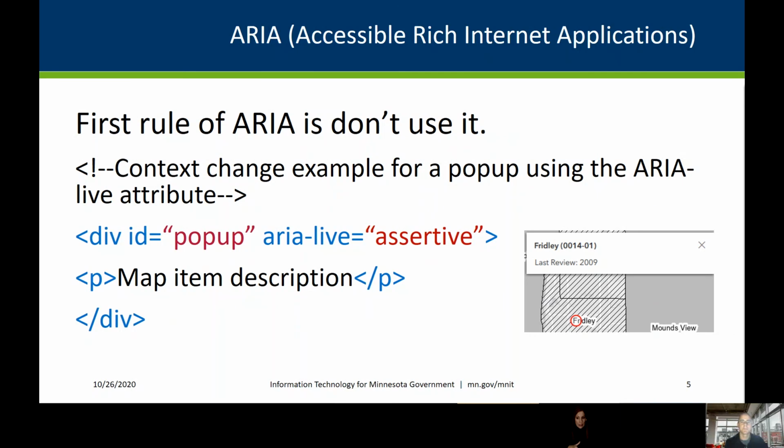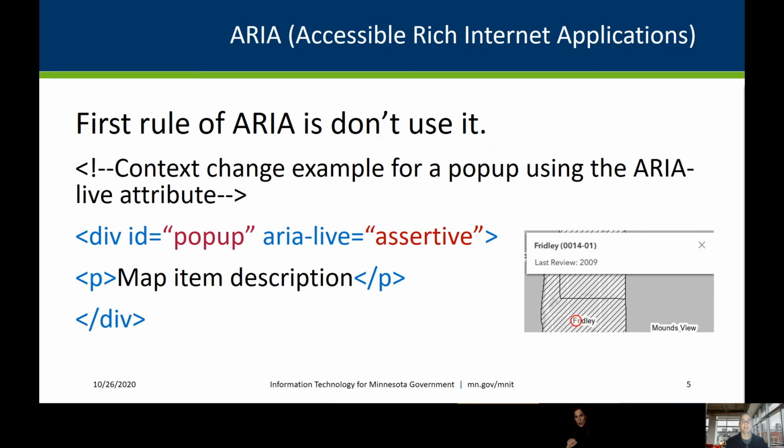For example, use the native HTML button tag instead of the ARIA role of button. Use the standard HTML label tag instead of aria-label or aria-labelledby when possible. Use the HTML5 nav tag instead of the ARIA role of navigation.